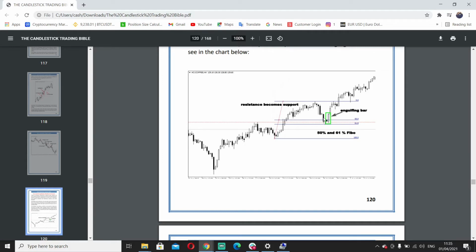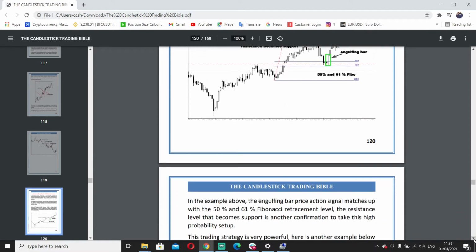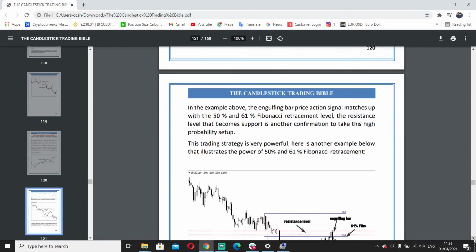So when you see something like this happening, don't start trying to take sells, because there is a support here, and the support was clearly formed right here, which means that price is going to continue moving up, because the support is only going to help it move up and not down. In the example above, the engulfing bar price action signal matches up with the 50 and 61% Fibonacci retracement level. The resistance level that becomes support is another confirmation to take this high probability setup.